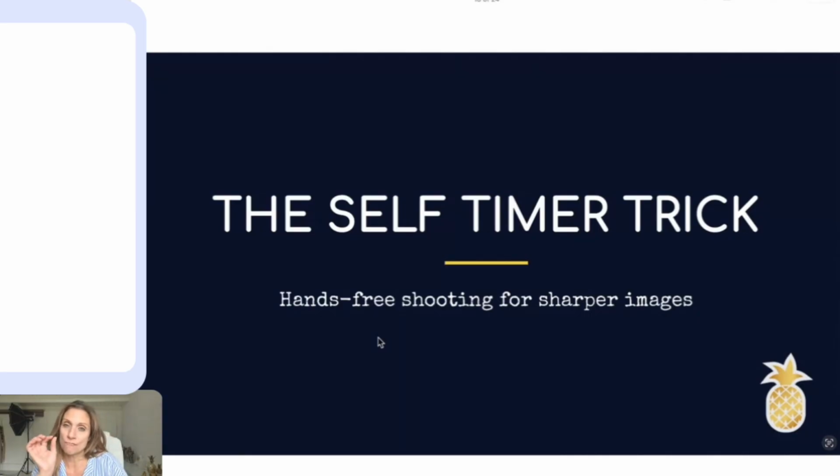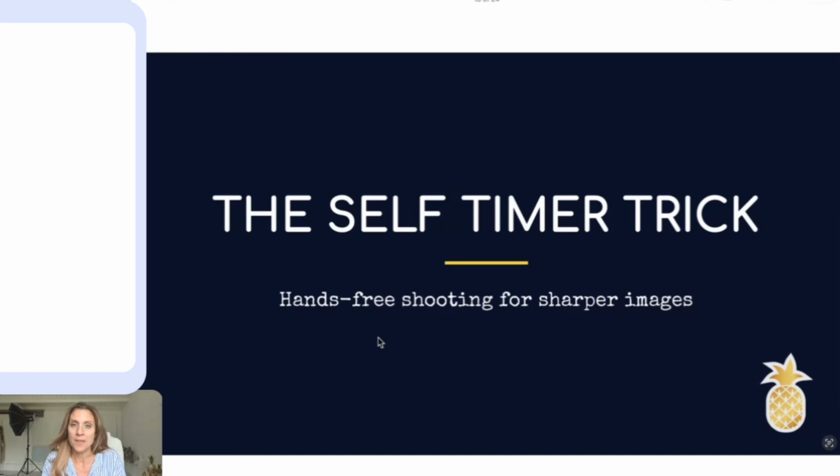And if you're shooting really, really close up, you're going to need to keep your eye on shooting that close up. So the best thing that you can do is not touch your camera at all. And yes, you can tether, but that is not part of the camera settings. We're talking about something else here, and that's using your self timer.